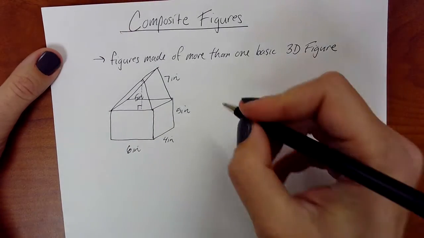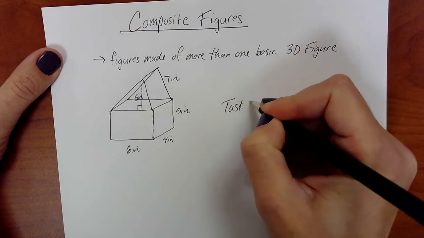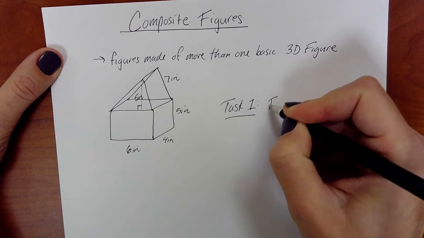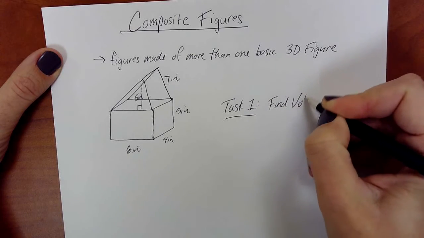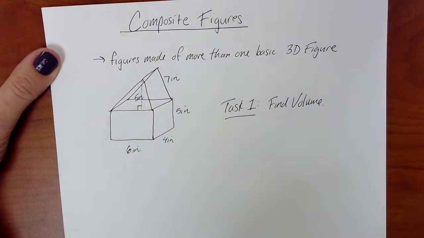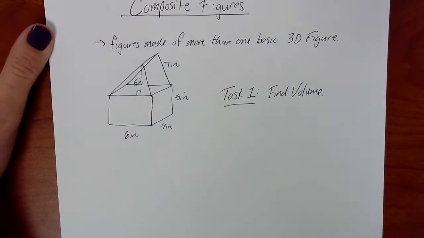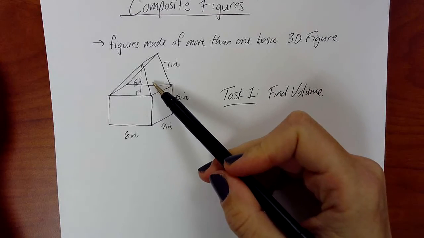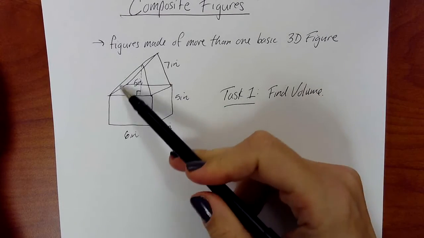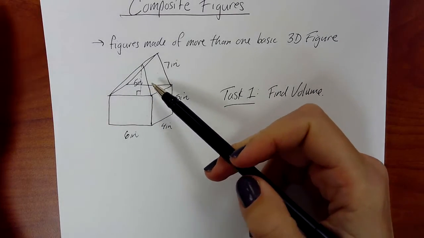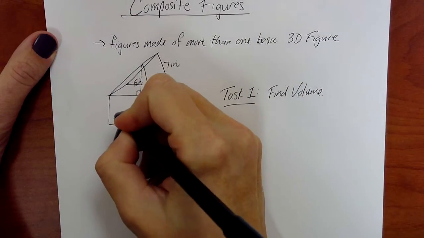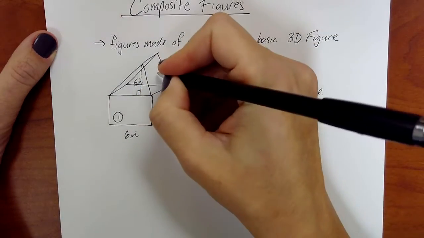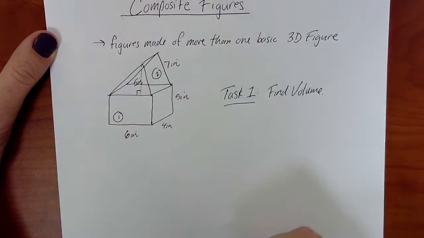So first, task 1, is find the volume of this composite shape. So what do we have here? We have a rectangular prism, and we have, what is this? This has 2 triangles. This is a triangular prism. So it's kind of like before. I'm going to label this as section 1, shape 2.